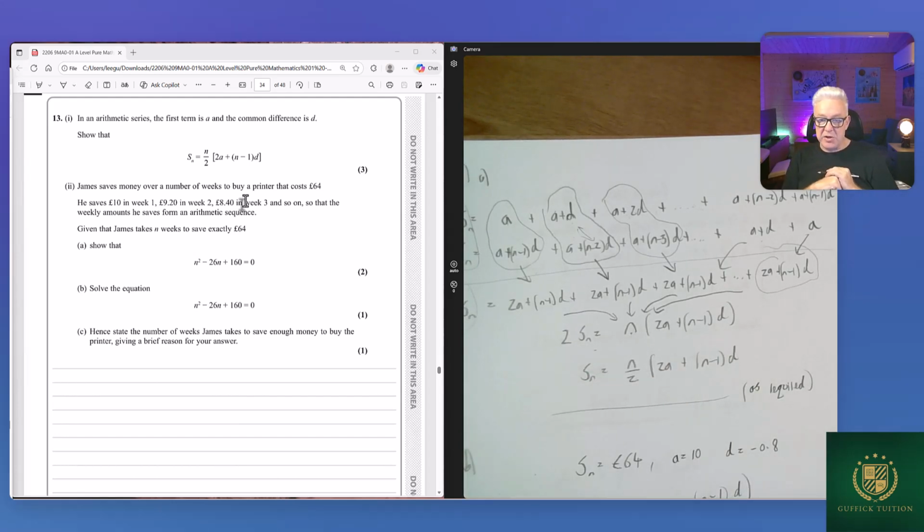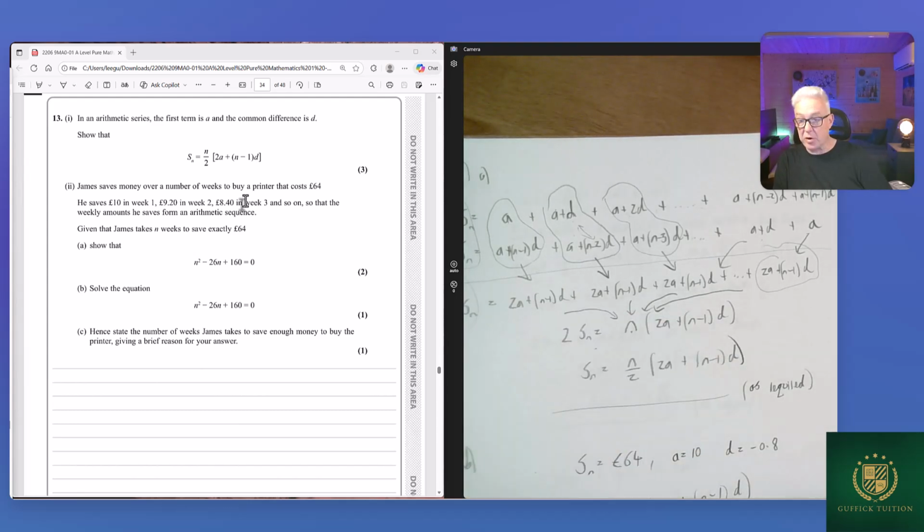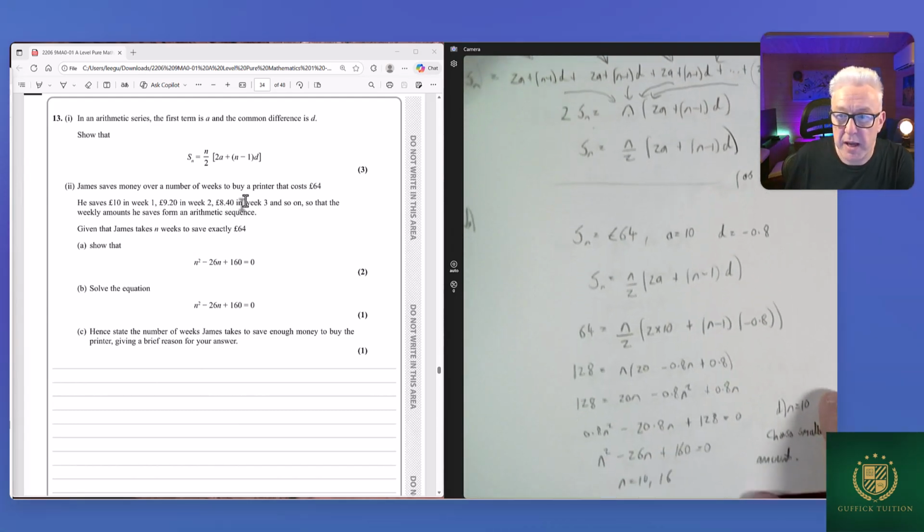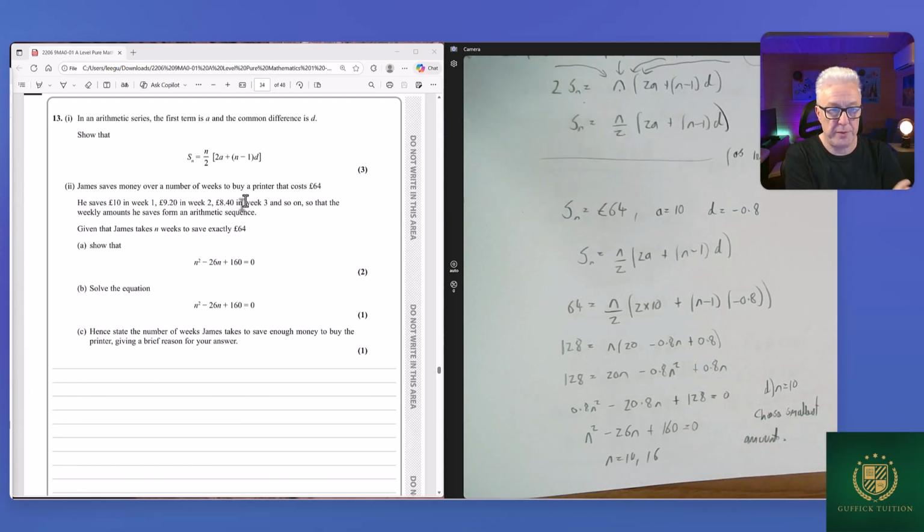And then the last step is just to divide everything by 2, and that gives you the formula Sn is equal to n over 2 times 2a plus n minus 1 times d, as required. That's just one of those things that you've got to remember, that particular part of the question. Right, let's look at the next part of the question.